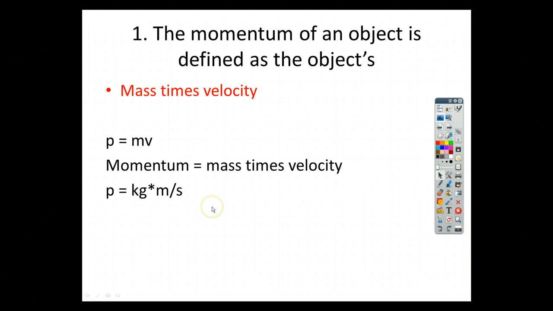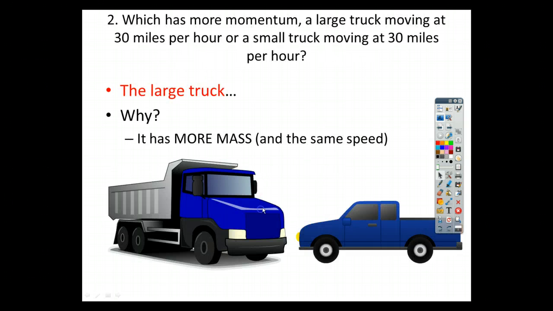These are momentum concepts by standard, and we're going to go through number 1 through number 15. The first one says the momentum of an object is defined as the object's mass times velocity. So you'll notice here, this is our equation. Remember we said that they use P for momentum, M is mass, and V is velocity. And your final units for momentum are kilogram meter per second.